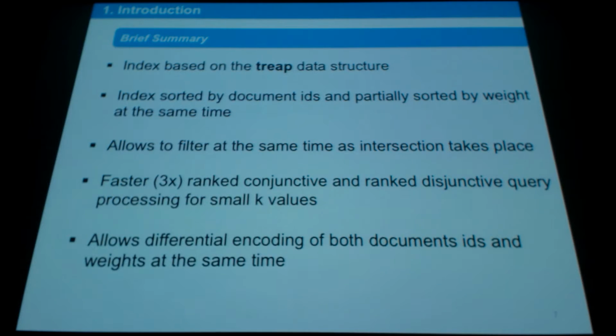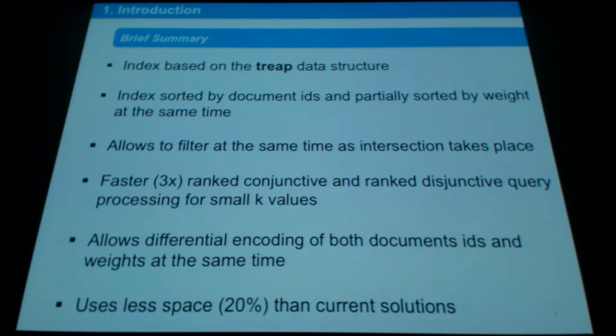One interesting thing as well is that it allows differential encoding for both document IDs and for frequencies at the same time. And the result is that we are smaller than current solutions. We use 20% less space.